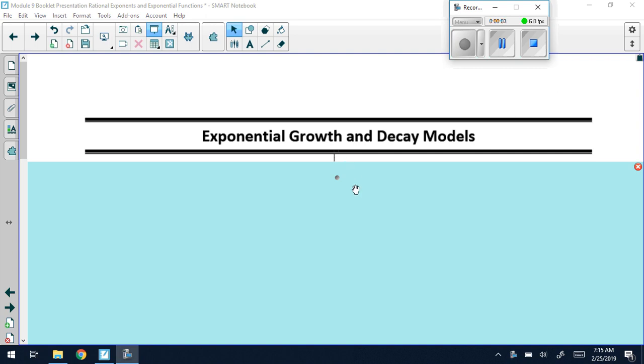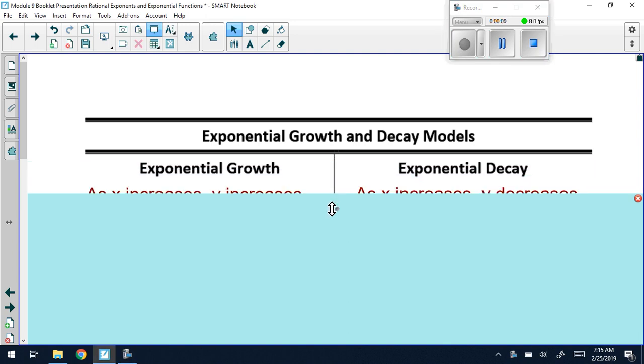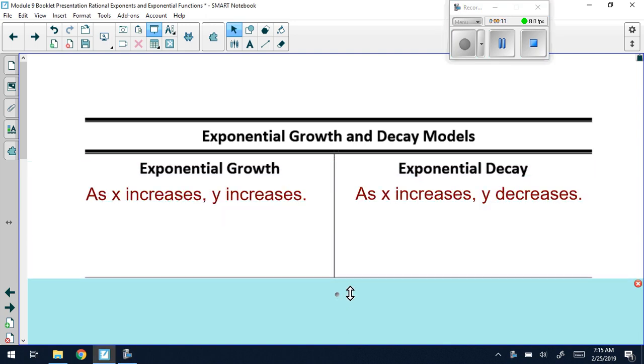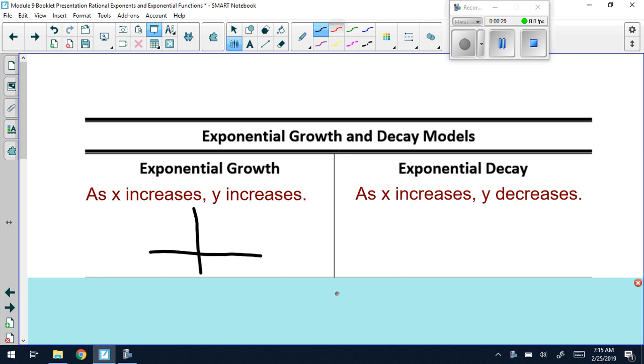We are going to use what we have learned with exponential growth and decay to write models that represent real-world examples, real-world situations. So first, let's define our exponential growth and exponential decay once again, just to clarify what it is that we're talking about. Remember what exponential growth means. As x increases, y increases. So if you were to look at a graph, it's going to swoop up like that.